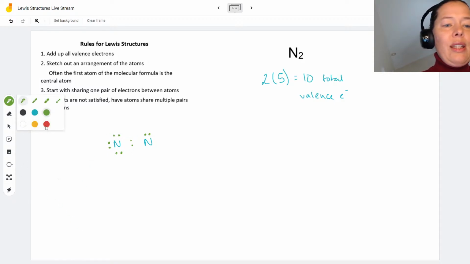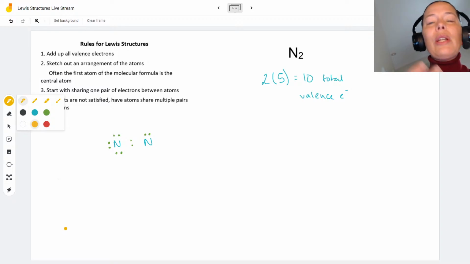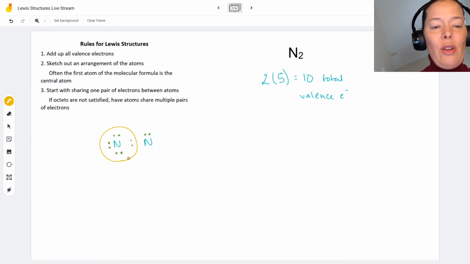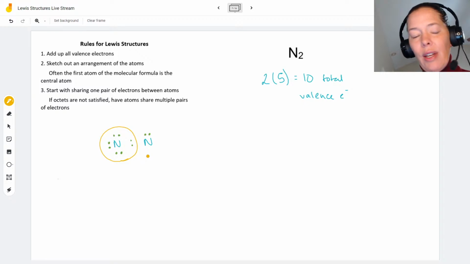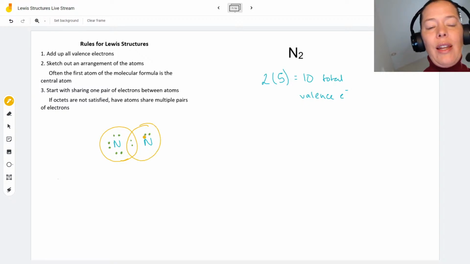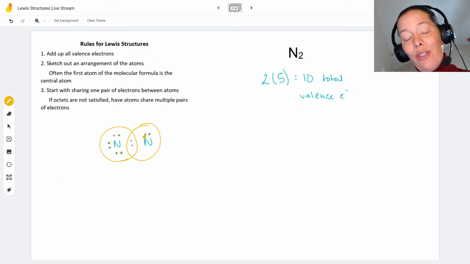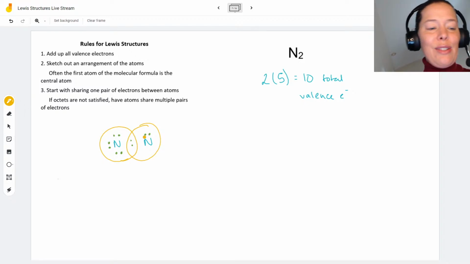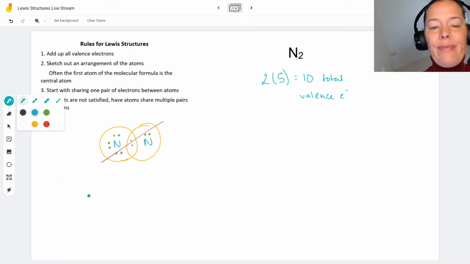You can already see that this is not going to work, but let's just show how it's not going to work. So the nitrogen on the left does have an octet that's satisfied, but the nitrogen on the right only has 4 electrons. Obviously, its octet is not satisfied, so I'm going to need to try again.